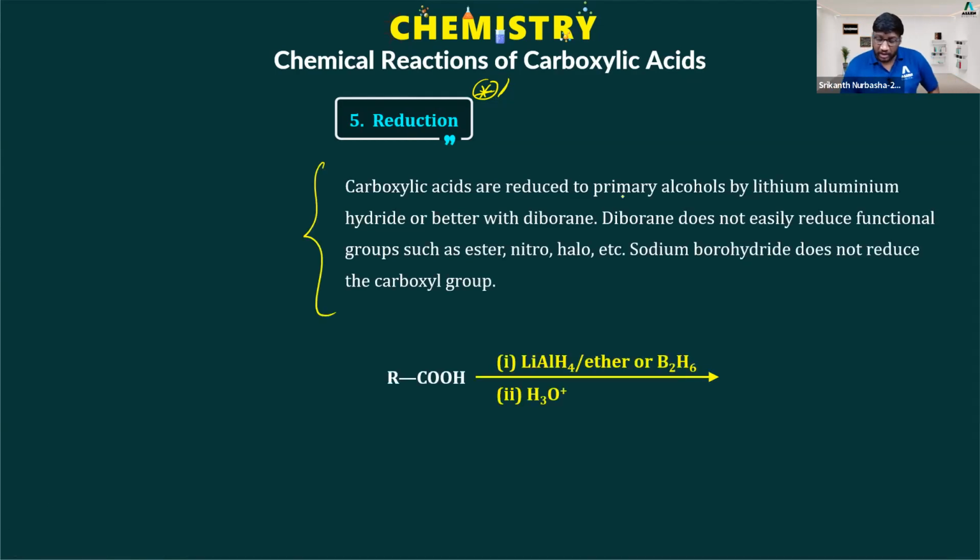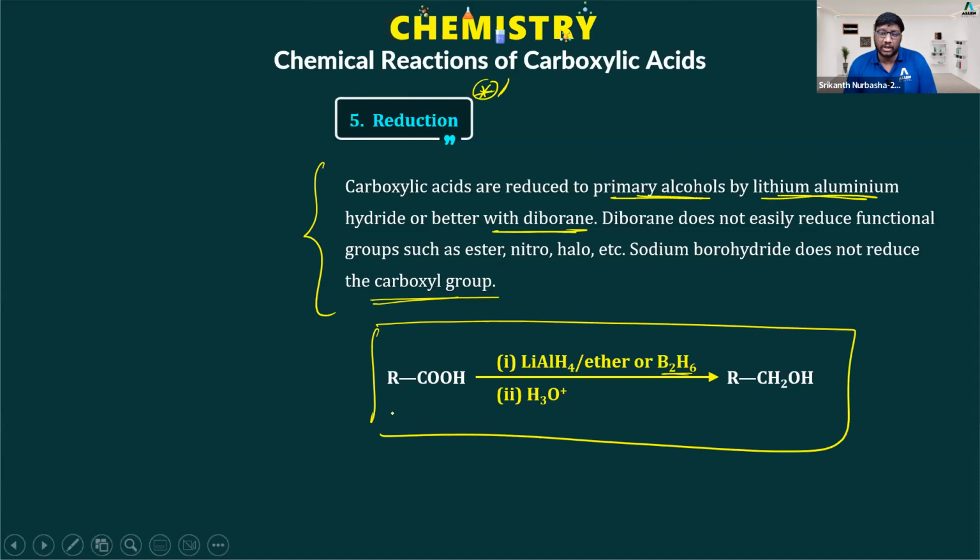Carboxylic acids are reduced to primary alcohols, because oxygen containing functional groups are converted to the respective primary alcohols by lithium aluminum hydride or better with diborane. Diborane is also a better reducing agent. Diborane does not easily reduce functional groups such as ester, nitro, halo. Sodium borohydride does not reduce the carboxyl group. So diborane is the best reagent to convert carboxylic acids to primary alcohols. The mechanism is not going to be discussed because that is out of your 12th standard syllabus.